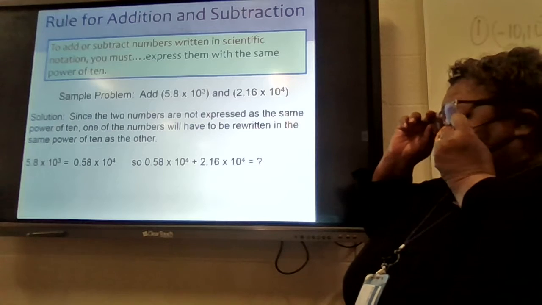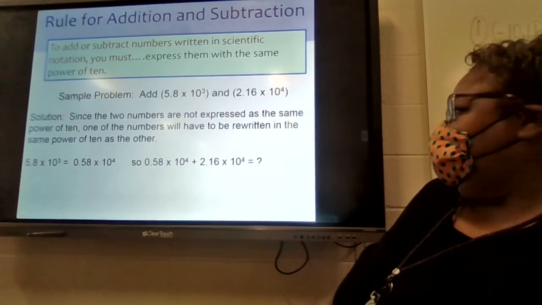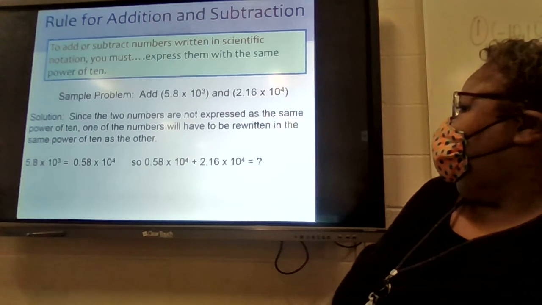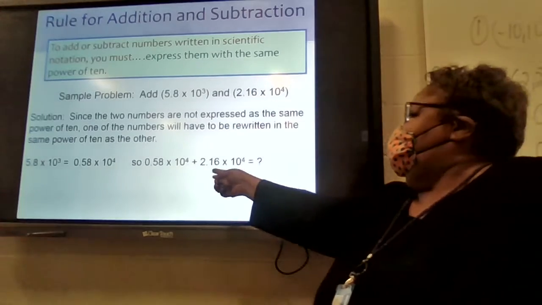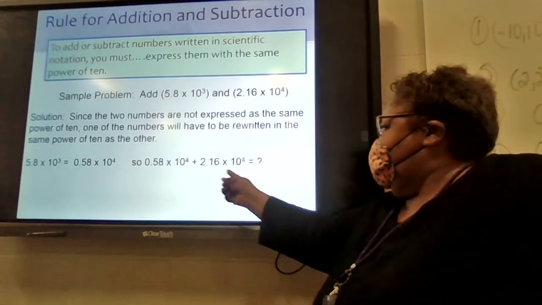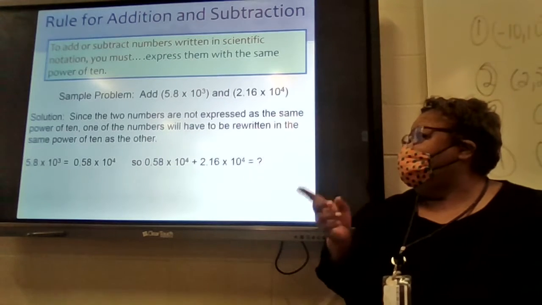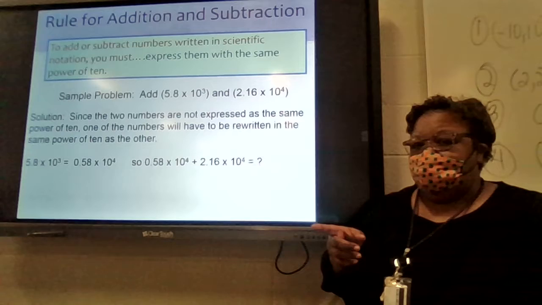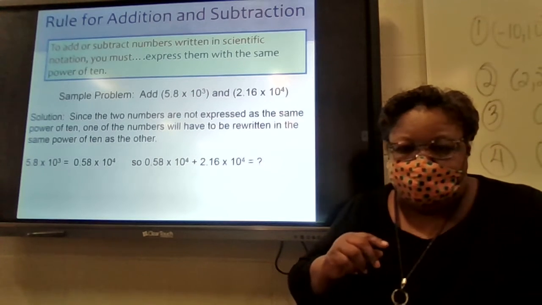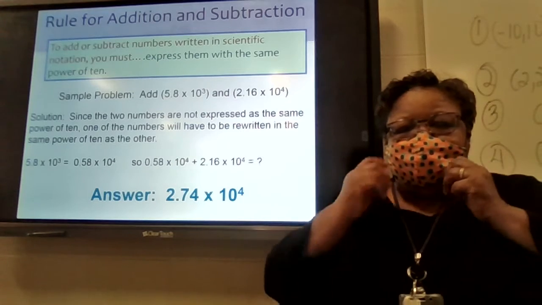So I moved it 1 to the left, and I got 0.58. I added 1 to my power of 10. So now I can add these because they have the same power of 10. So I'm going to add 0.58 plus 2.16 and keep that 10 to the fourth. And that's my answer.